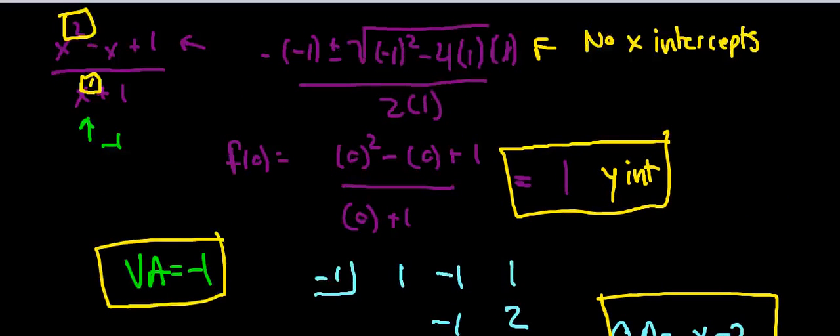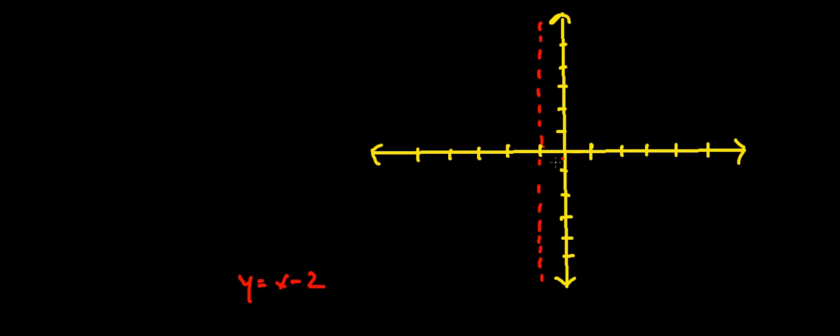So we said earlier that we had a vertical asymptote at minus 1. Here's minus 1. And then we had an oblique asymptote at y is equal to x minus 2, I believe. Yep. That's easy enough to graph. When x is equal to 0, y is equal to minus 2. When y is equal to 0, x is equal to positive 2. So this is where our oblique asymptote is going to be.